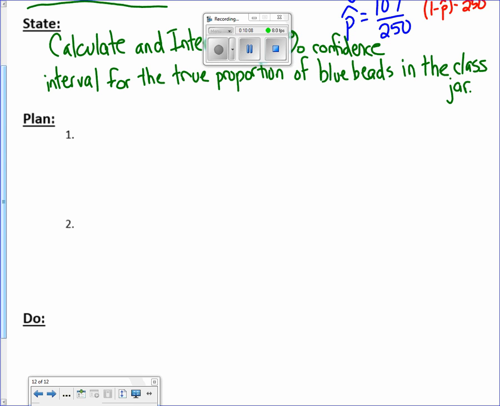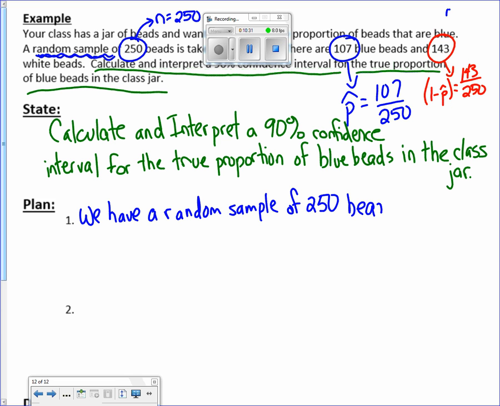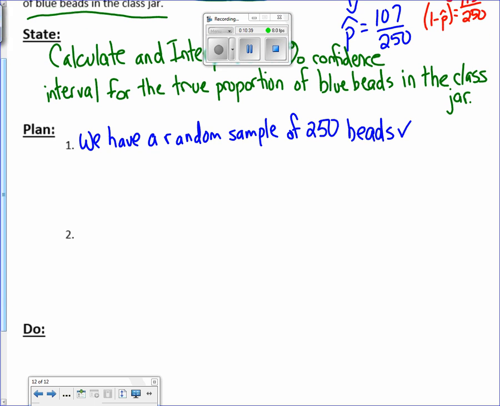So the first condition that we had to check was, do we have a random sample? Oh yeah, we highlighted random. So we could just say we have a random sample of 250 beads. Check, done. Second one, do we have at least 10 successes and 10 failures? Put context on that. Do we have at least 10 blue and 10 white beads?